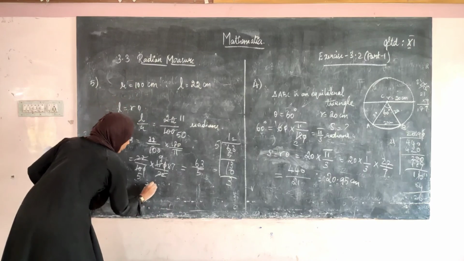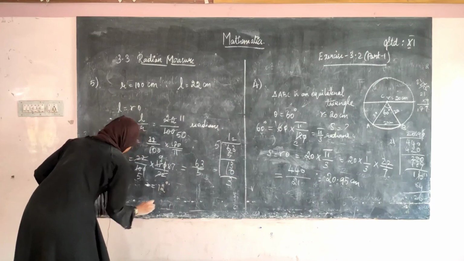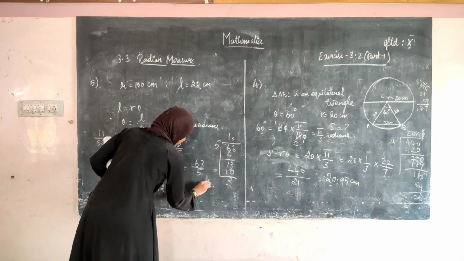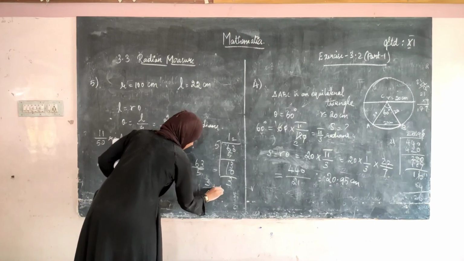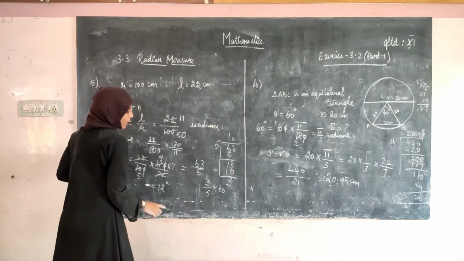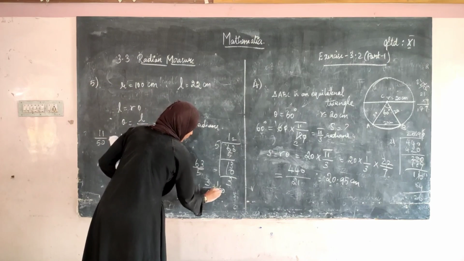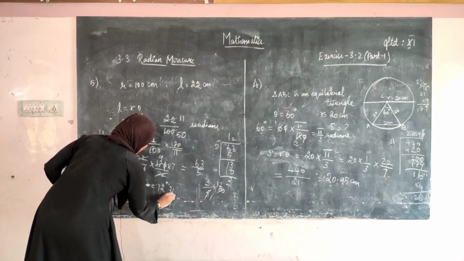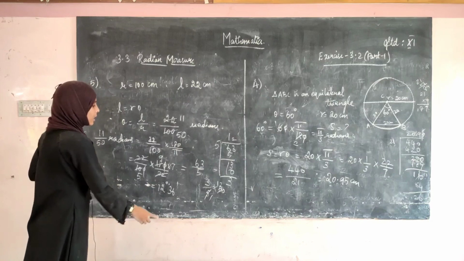So this is equal to 12 degree, 3 divided by 5 into 60. 3 divided by 5 into 60, that is 12 into 3, which is 36 minutes. Why have we changed this thing?